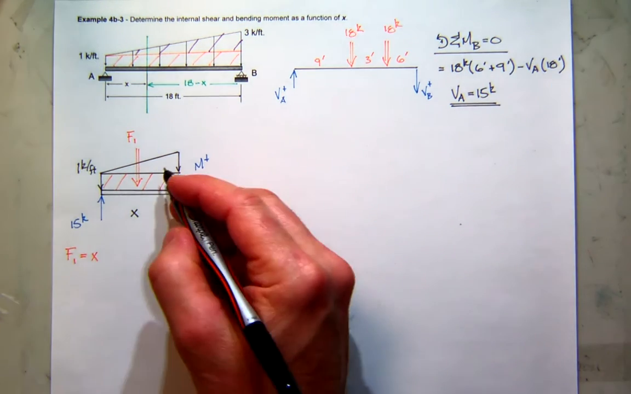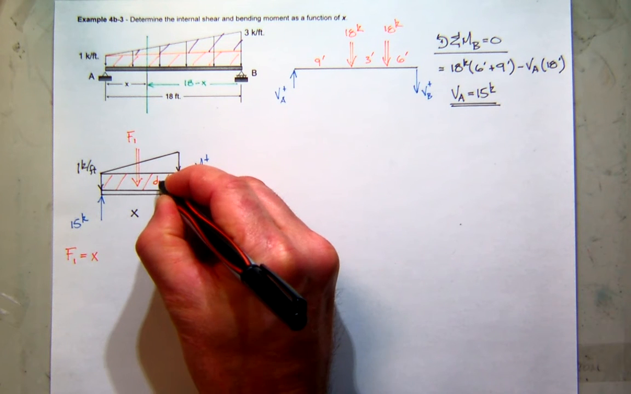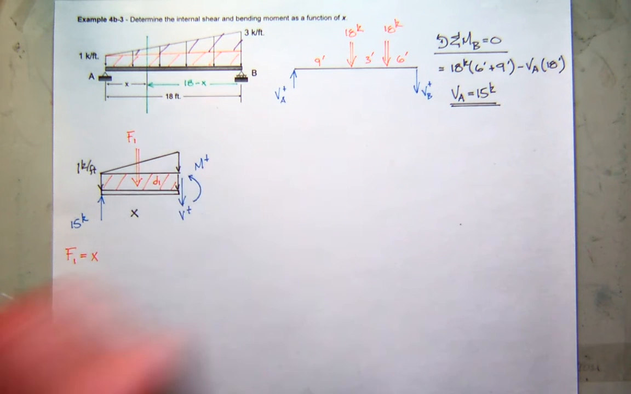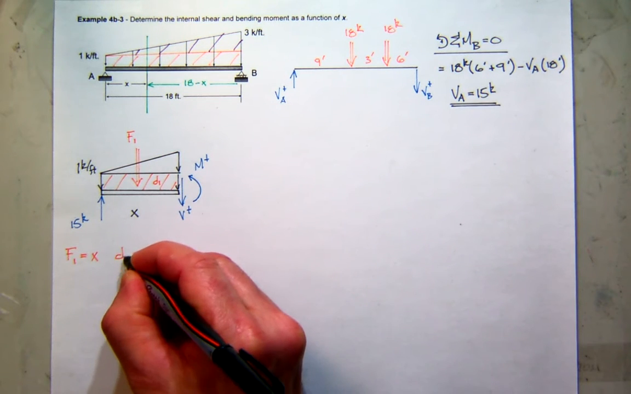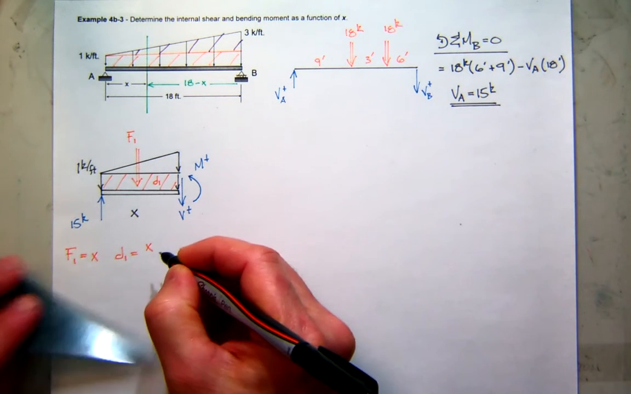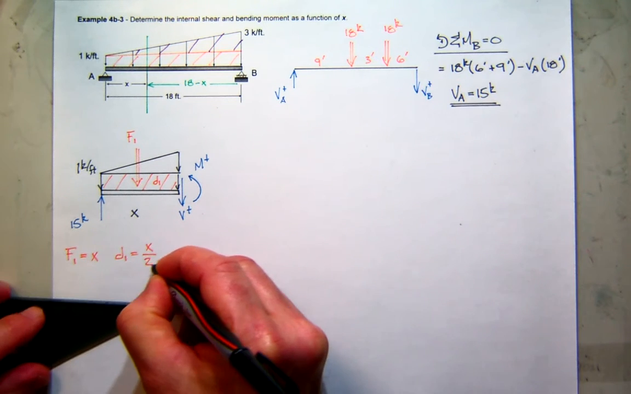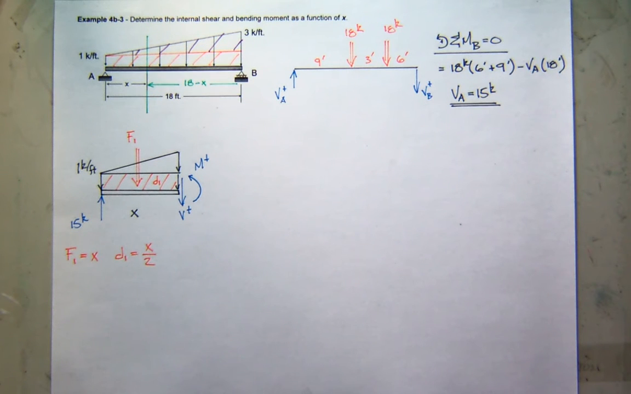And what's the distance D1 from the cut to F1? It's half the distance, and the distance is x. So D1 is going to be x over 2. Any questions about that?